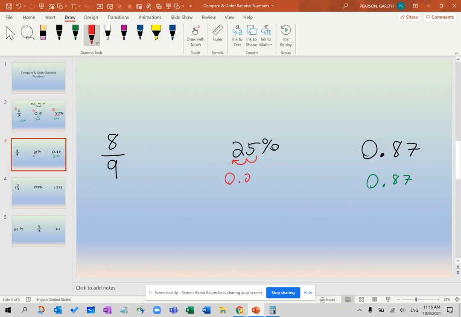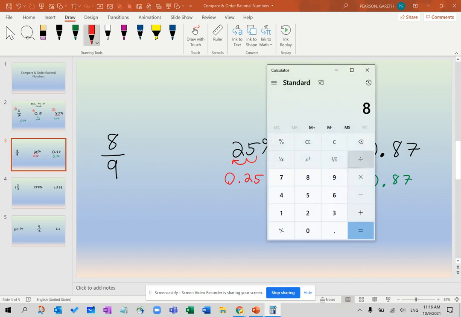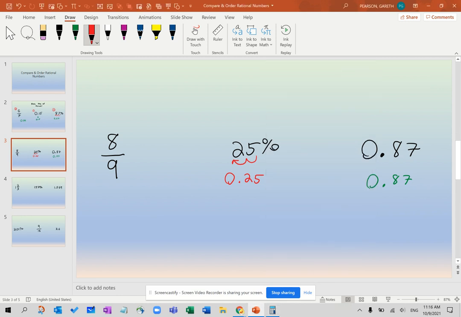This becomes 0.25. Okay, and then my last one, 8 over 9, well, all I have to do is 8 divided by 9. That gives me more or less 0.89. More or less, I'm approximating. 0.89. Well, guess what? The smallest one is the 25% at 0.25. The next smallest one is 0.87. And the next smallest one is 0.89. Boom, this is the order they would go in.